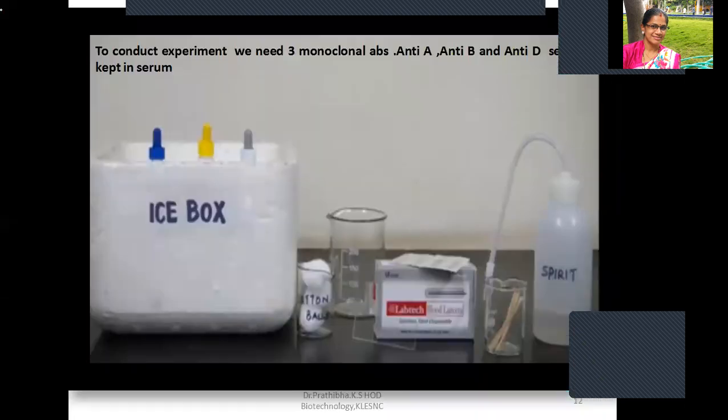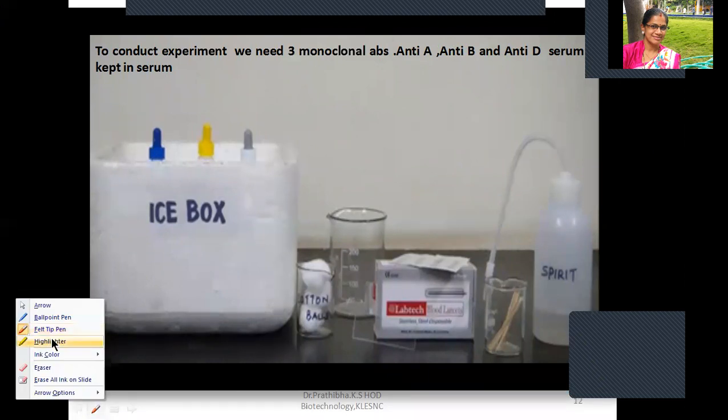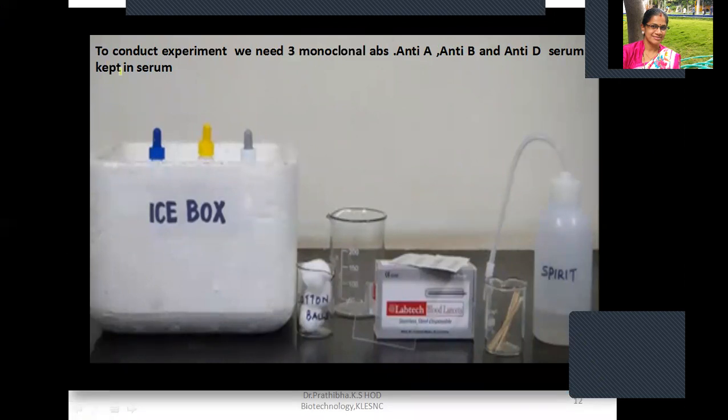To perform this blood grouping experiment, you need 3 monoclonal antibodies, that is anti-A, anti-B, and anti-D serum, kept in this ice box. We need to keep all these antisera in the ice box. When you're performing the experiment, at that time you need to take them out and bring them to room temperature, and then you can perform the experiment.